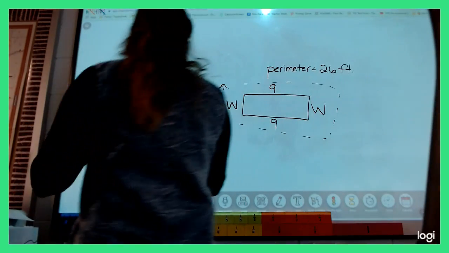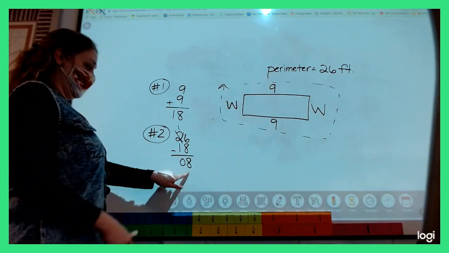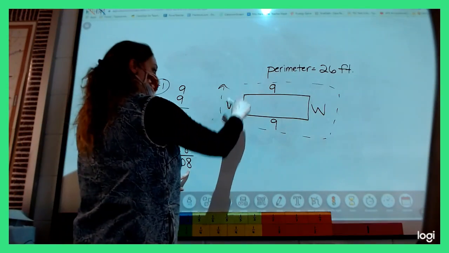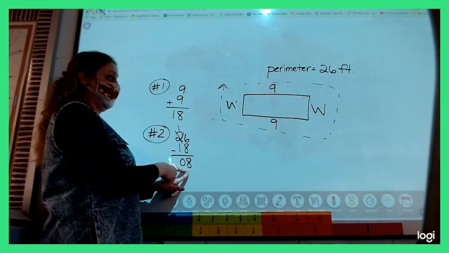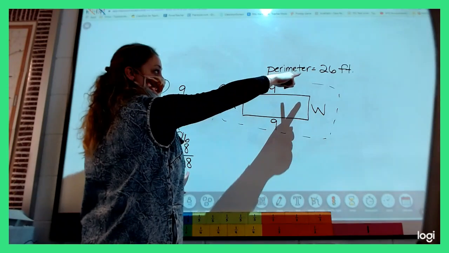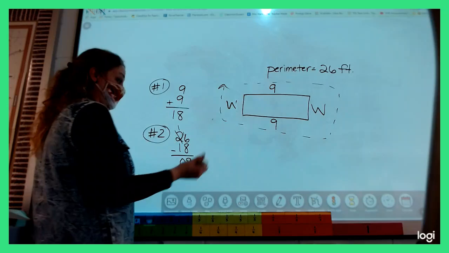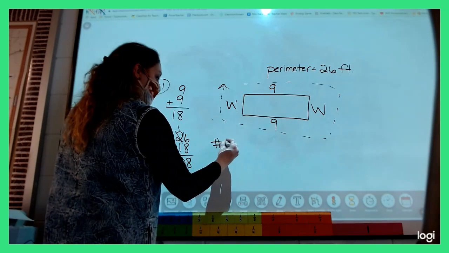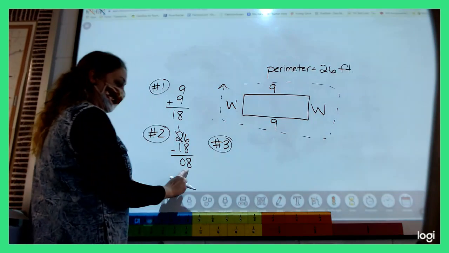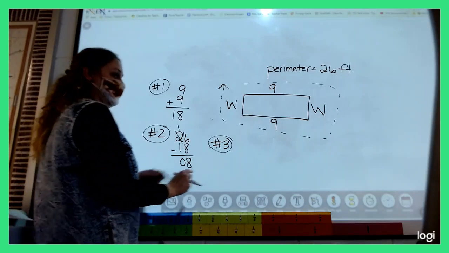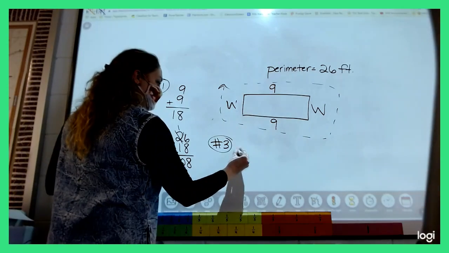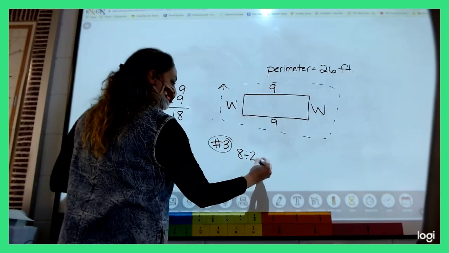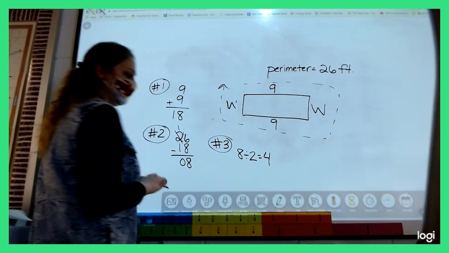Once you've done step 2, we know the rest of my shape, this side and this side combined, has to be 8. That's the only way that if I add up all my sides, I get to 26. So your last step, step number 3, you are going to divide this number that you end up with into 2 because we have 2 widths. We don't have 1, we have 2. So 8 divided by 2 sides would be 4.